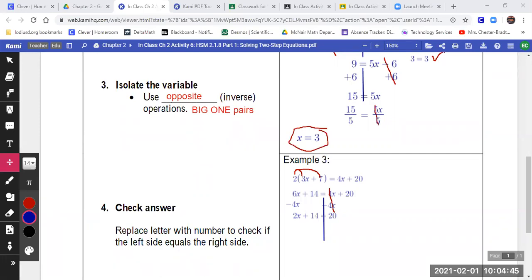What are we going to do to that 14 to make it into a big zero?